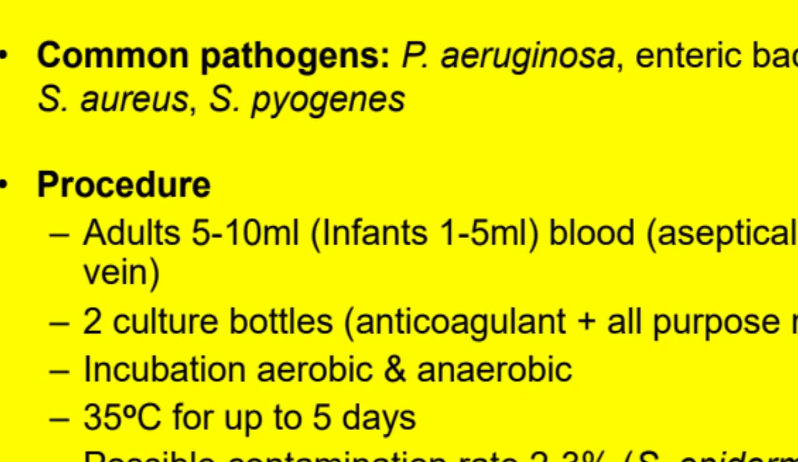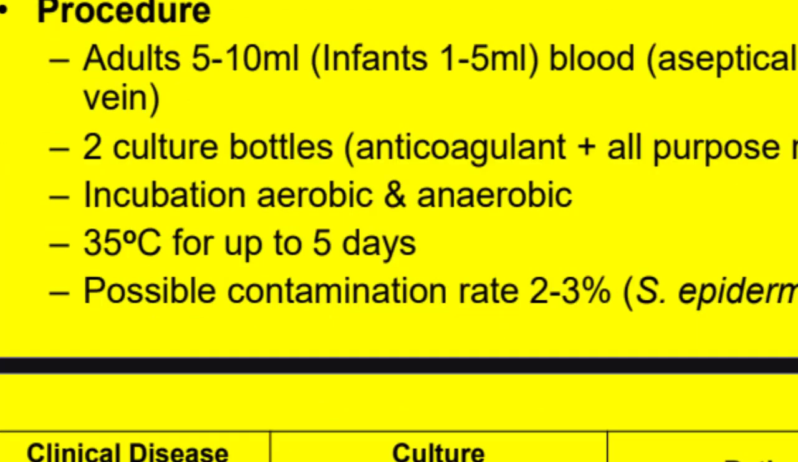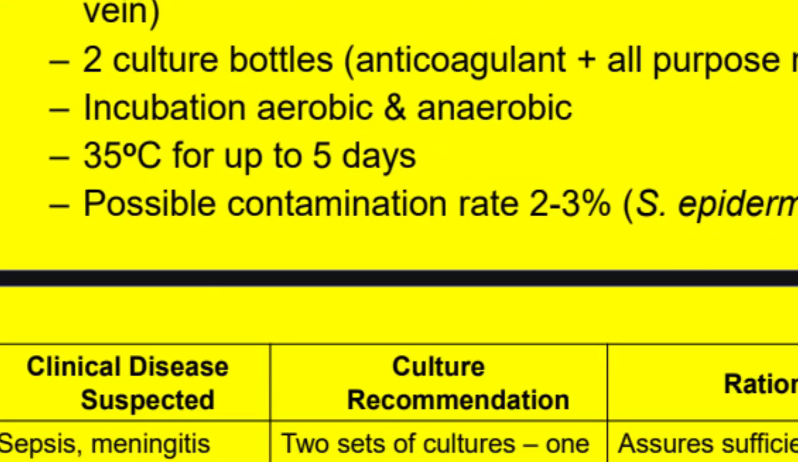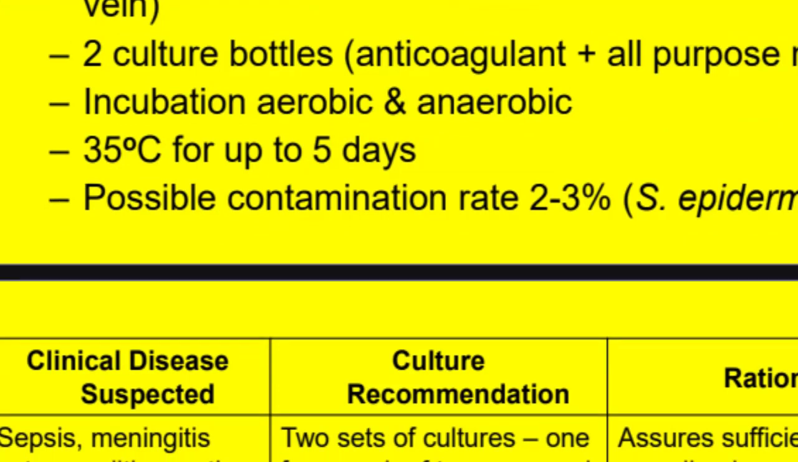Blood: suspected sepsis, endocarditis, osteomyelitis, meningitis, pneumonia. Common pathogens: Pseudomonas aeruginosa, enteric bacteria, Staph aureus, streptococci. Procedures: take about 5 to 10 ml from the adult, 1 to 5 ml from the infant.